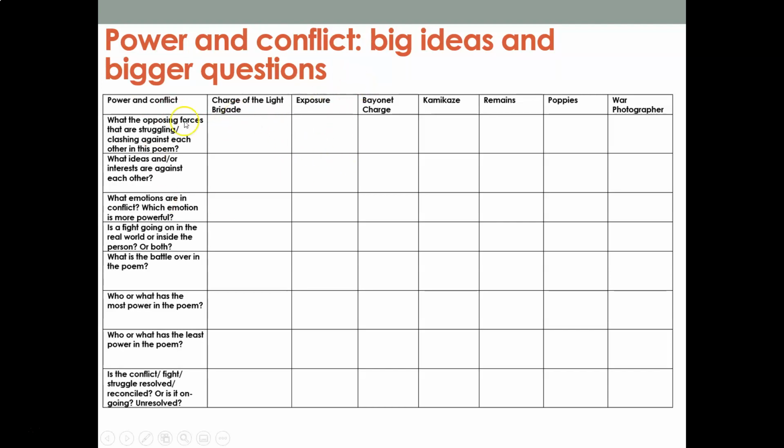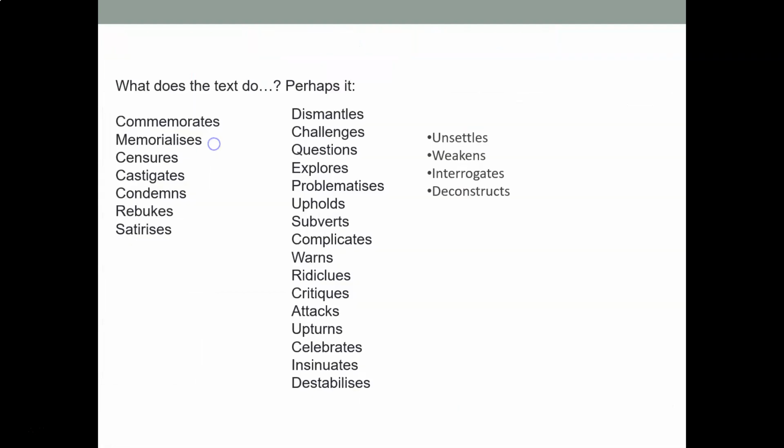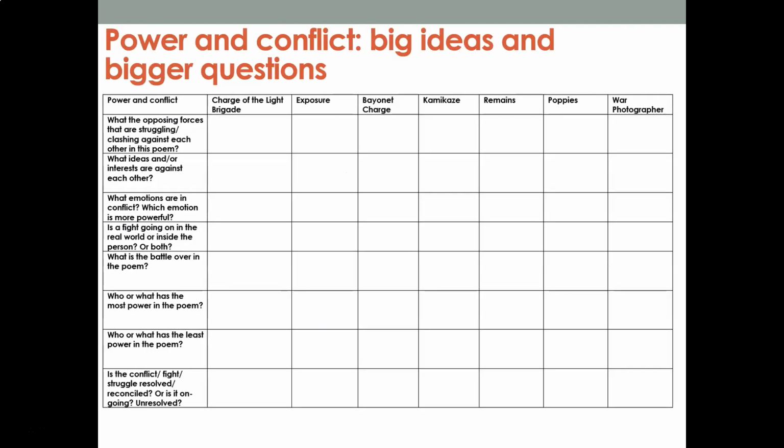In Exposure, what are the opposing forces? What are the things that are clashing against each other in the poem? So you could say the English soldiers versus the German. Now that's what we call a literal reading. Yep, so here, Bayonet Charge, we've got a soldier versus the enemy. Okay, now Kamikaze, we've got a Japanese pilot again. So you could do a literal reading, or you could think more symbolically. What's at war? It's a struggle over power. It's a struggle over land.